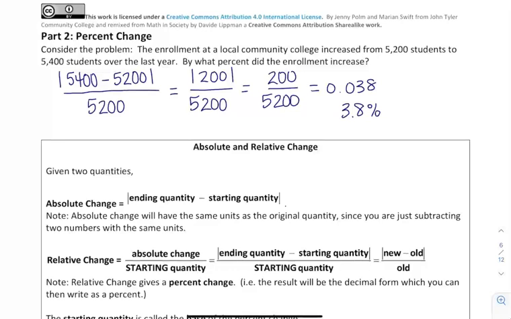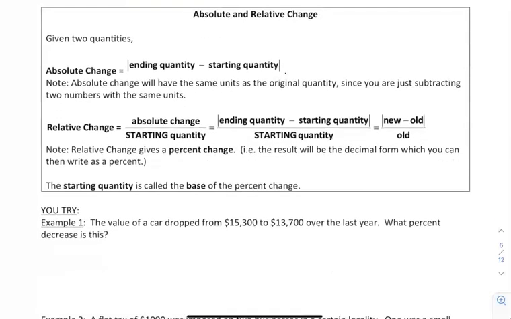So I threw a few words out there, absolute change and this percent change. Sometimes we call percent change relative change because it is relative to where we started. So our definitions here: if you have two quantities, your starting quantity and your ending quantity, the absolute change will be the absolute value of the ending quantity minus the starting quantity. Your absolute change will always have the same units, and we'll talk more about units in the second half of this module, but you will have the same units because you're just subtracting two numbers with the same units.